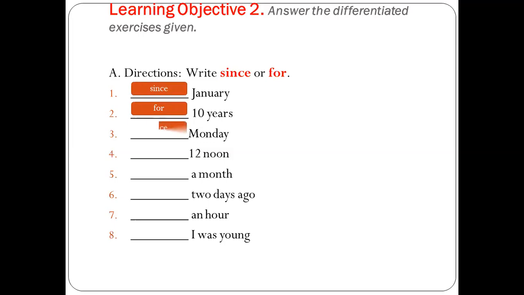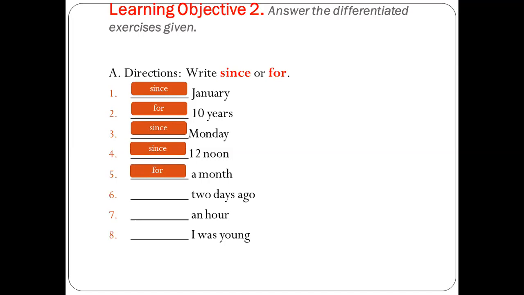And Monday. Since Monday. So it answers the question, since when? So again, since, if we answer the question since when? Since Monday. But we use for if it answers the question for how long. 12 noon, since 12 noon. What about number 5? Is it since or for? Correct. For a month.